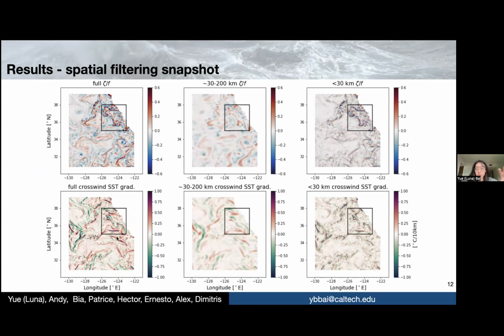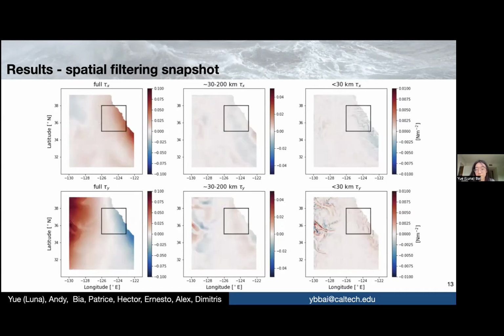We're showing the full fields, which are not filtered at all, just taken directly from the simulation and calculated. Then we filter every single field to 30 to 200 kilometers, which we call larger scale or mesoscale. Everything smaller than 30 kilometers that we kept is called smaller scale or sub-mesoscale.